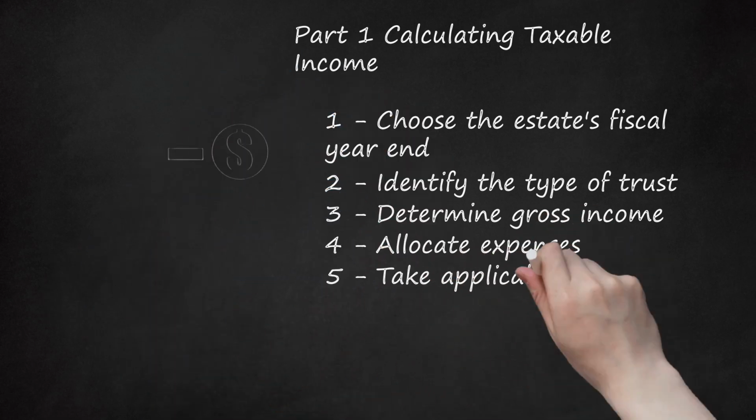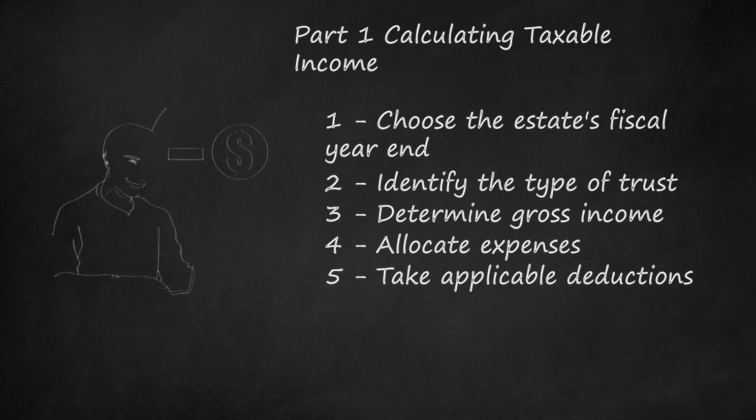5. Take applicable deductions. An estate or fiduciary generally is entitled to the same sorts of deductions that an individual could take from their own gross income. In addition to deducting state, local, or real property taxes paid as well as miscellaneous itemized deductions, estates and trusts also can deduct administrative expenses and estate expenses.